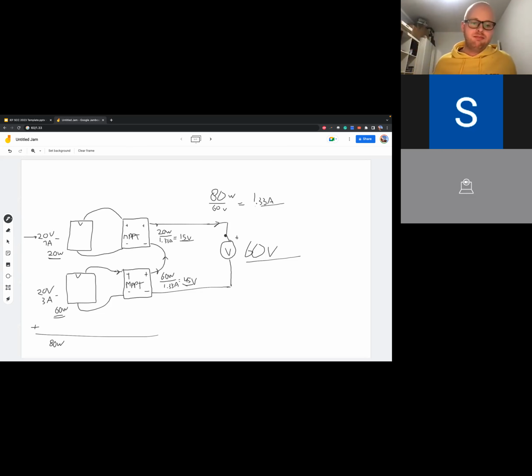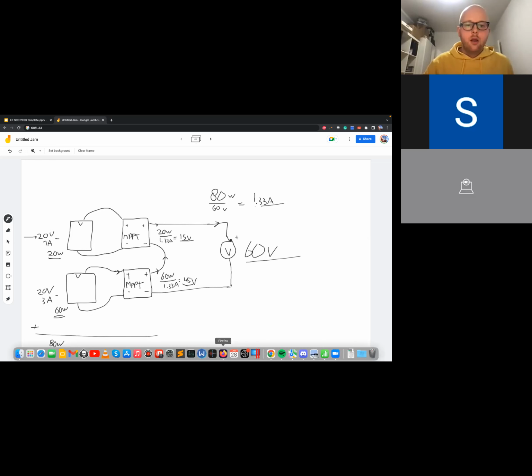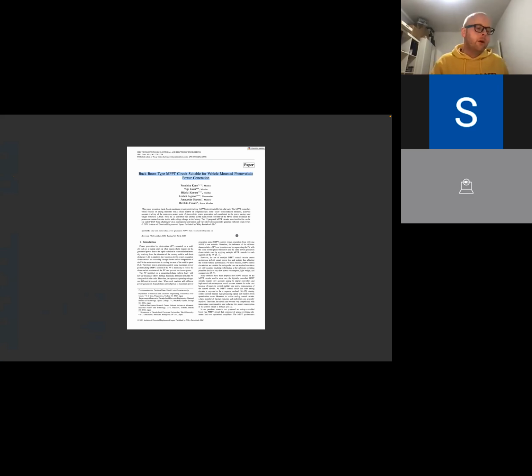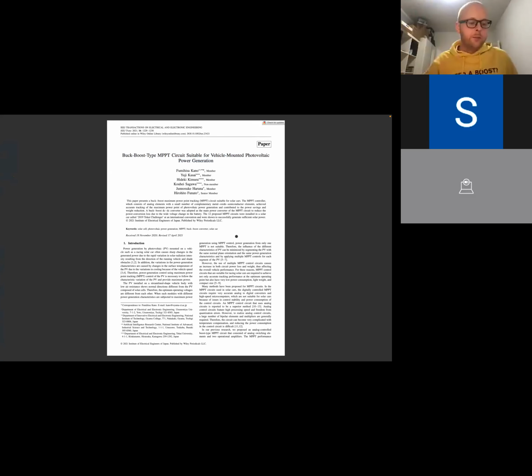Let's see, what else did I want to show? There's a paper Tokai did on this. They figured out that this was a problem, and then what they did was make buck boost MPPTs. So you can make sure the output of the MPPT is lower or higher than the input. They spent a couple of years on it, and finally they were able to figure it out.